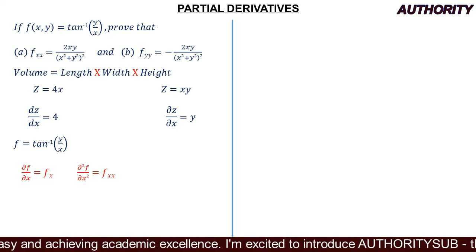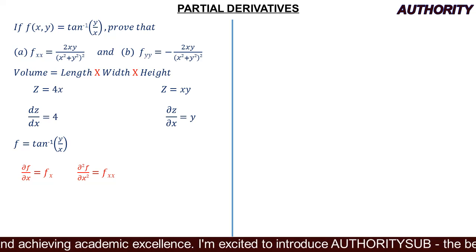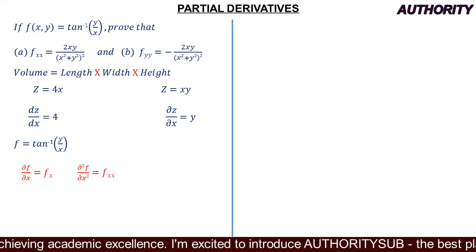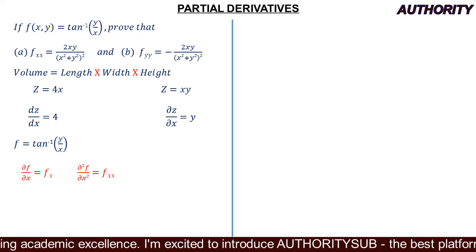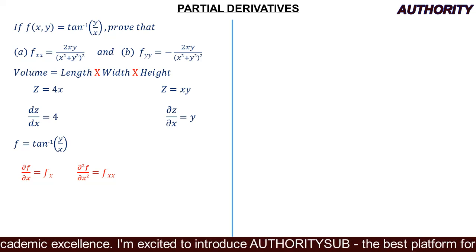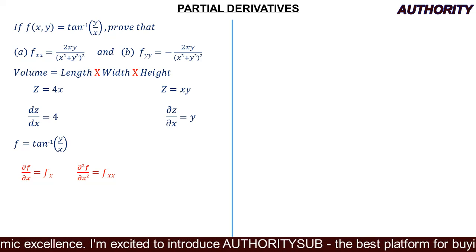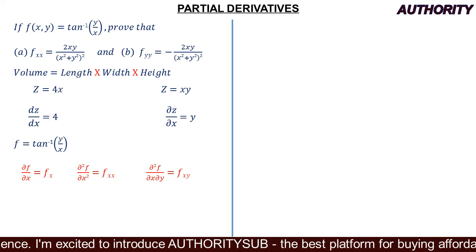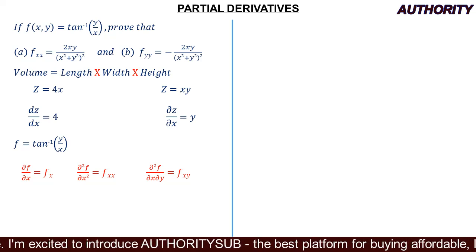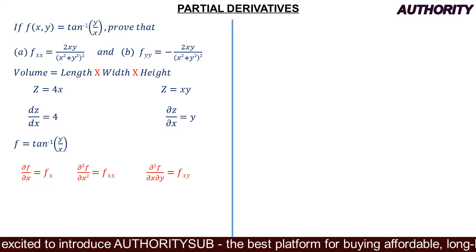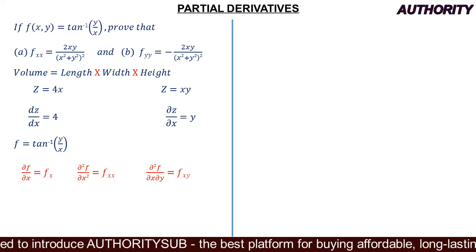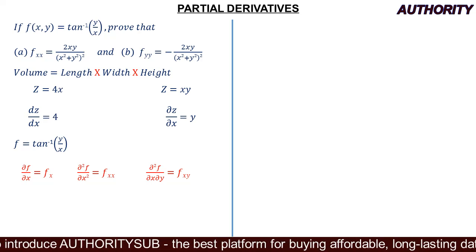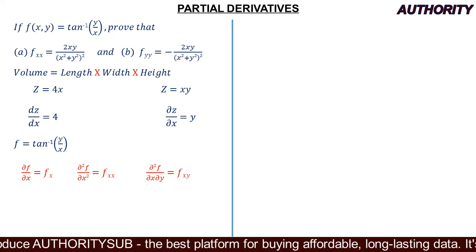That is the first and the second partial derivative of f with respect to x. So you can also have it f subscript xx. And then again, you can also have the second partial derivative of f with respect to x and with respect to y. So you can also write it like this: f subscript xy.